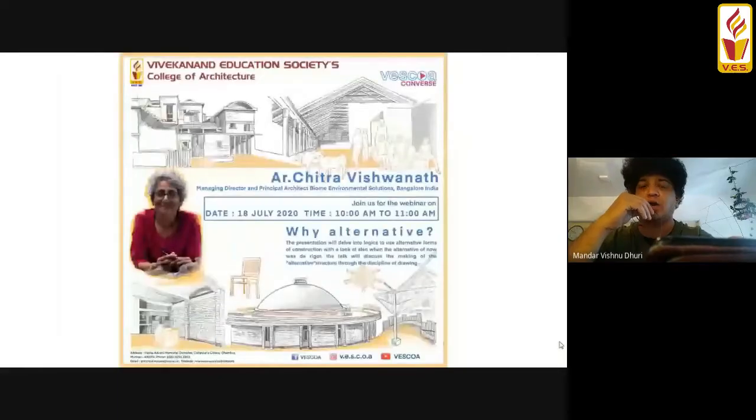And taking you to the session, let me first introduce architect Chitra Vishwanath. She's the managing director, also the principal architect at Biome Environmental Solutions, which is situated in Bangalore. She was born in Benares and she has graduated from architecture college at SEPT, which is Ahmedabad. She studied civil engineering as well and diploma in Nigeria at the Auchi Polytechnic from 1977 to 1980. So she has a background of looking at structures in a specific way.